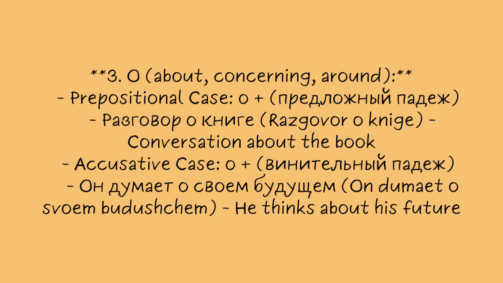О, about, concerning. О, предложный падеж: разговор о книге. Conversation about the book. Он думает о своем будущем. Он думает о будущем. He thinks about his future.